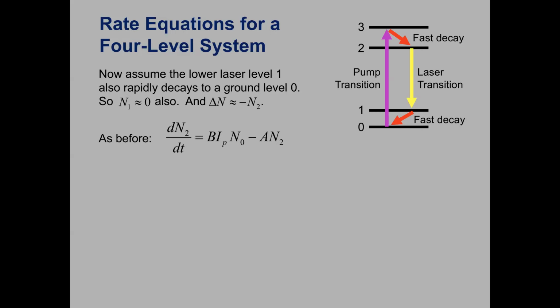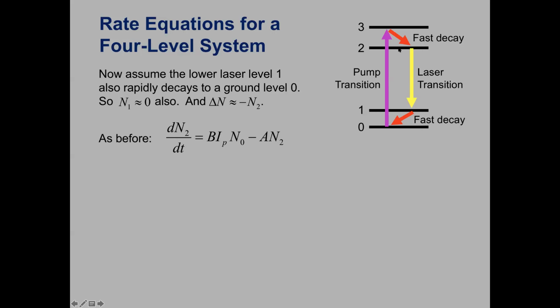And then we could use the transition from state 2 to state 1 to build the laser, to do stimulated emission to amplify our light. If state 1 has a fast decay back to the ground state, what that essentially will ensure is that the population of state 1 is approximately always 0.